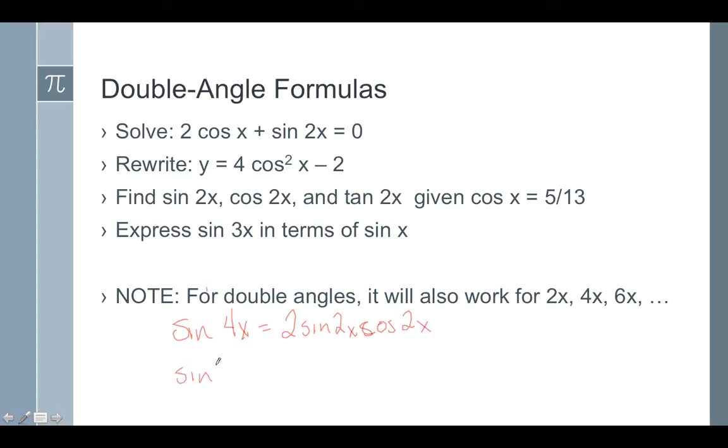Where the sine of 16x is going to be 2 times the sine of 8x times the cosine of 8x. Again, another handy little identity to use, even though it's not on our paper. And it works for cosine and tangent as well.